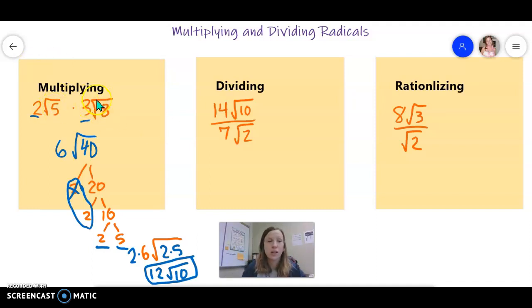Multiplication part, very easy. Multiply the insides and multiply the outsides. But sometimes you will need to simplify. Other times, you won't have to.